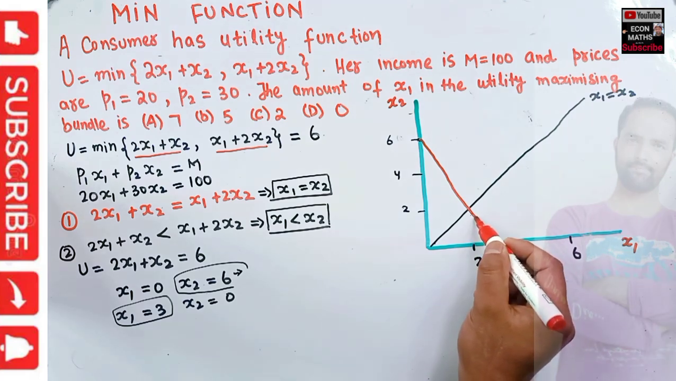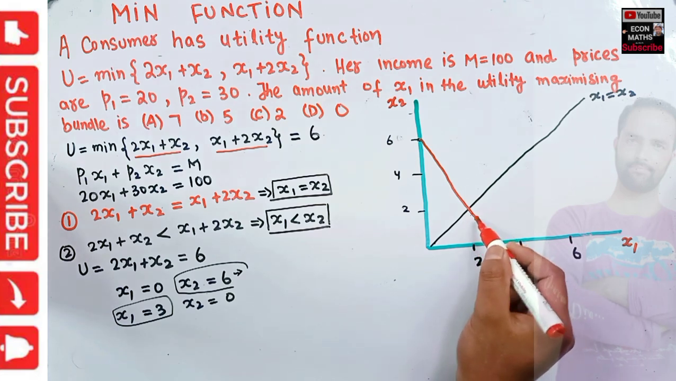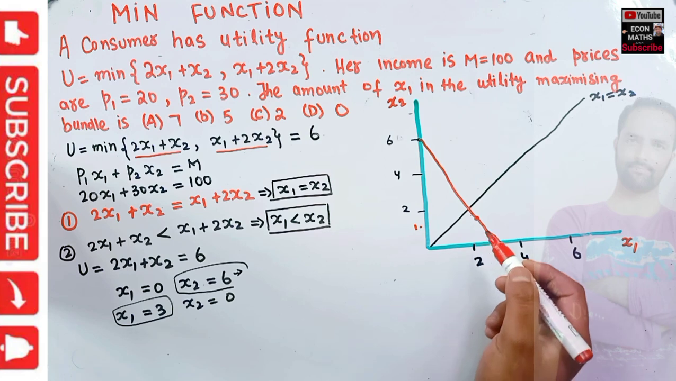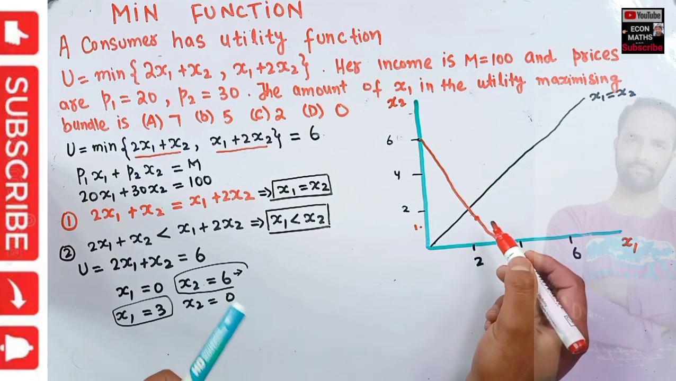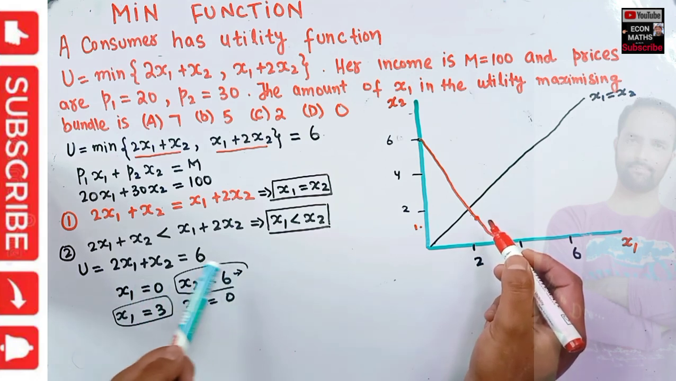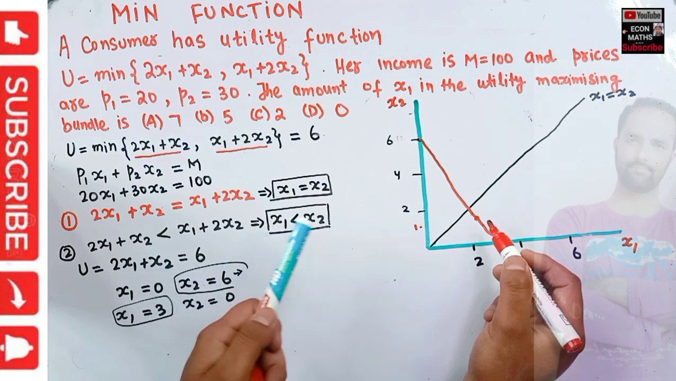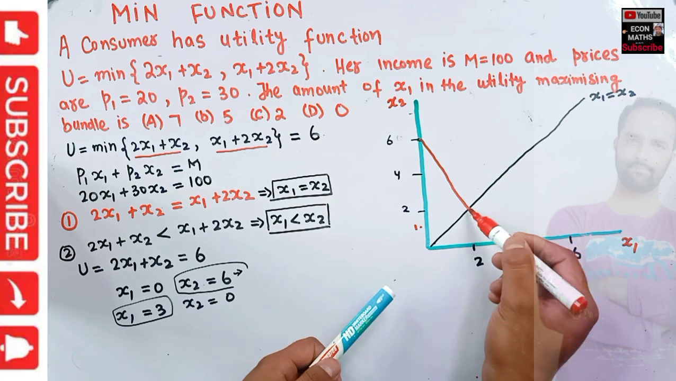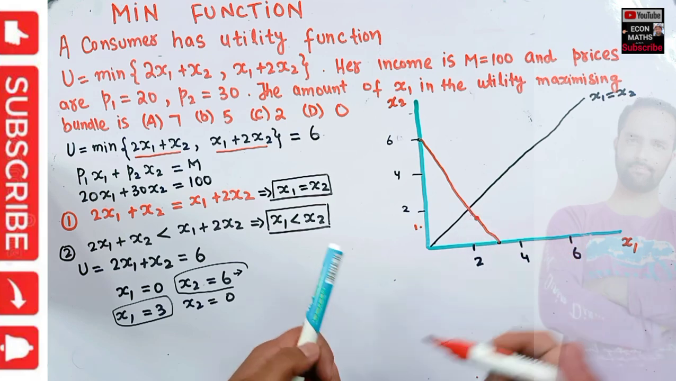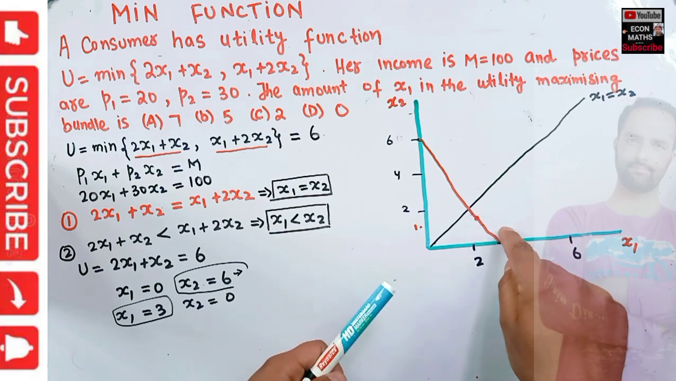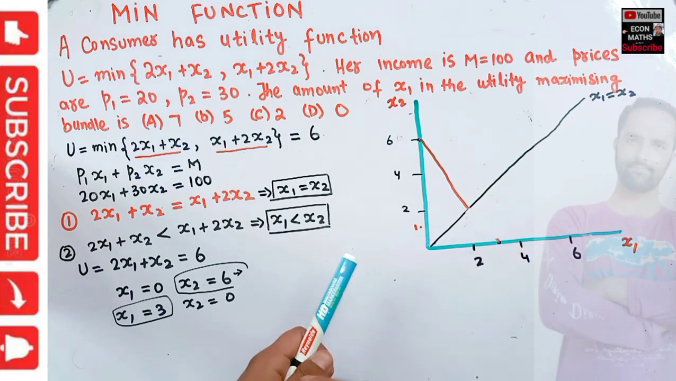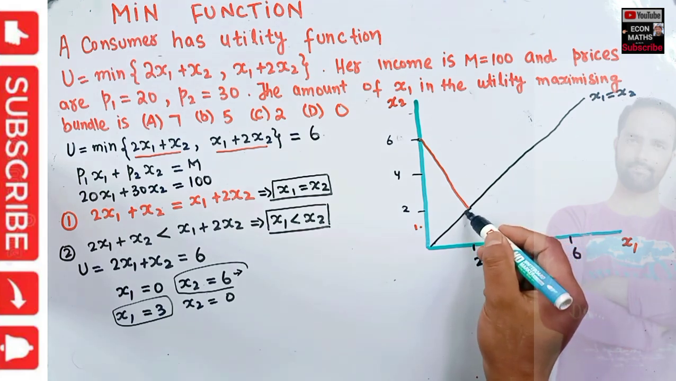If we put, let us say, this point, you can see here it is 2, here it is only 1. Obviously x1 is greater than x2, but our indifference curve should lie in the region where x1 is less than x2. Here x1 is greater than x2, so this red line will not be part of our indifference curve. So our indifference curve will be only up to this line.